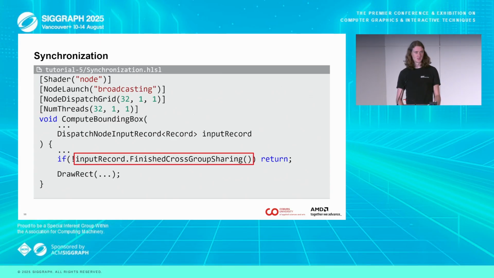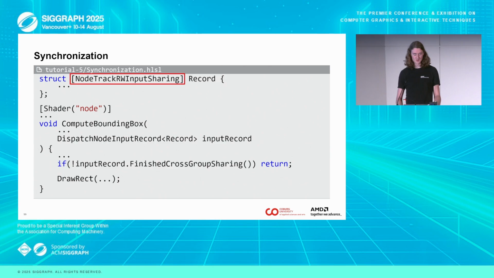As this is an action on the input record, there is a small change we need to make to the input record, because this needs some data to be able to track how many thread groups are still alive. And for this, we need to annotate the input record with this node track read-write input sharing declaration. So you don't actually have to do anything of this atomic counting. This is all done for you by the work graph runtime. All you need to do is add this small bit of code.